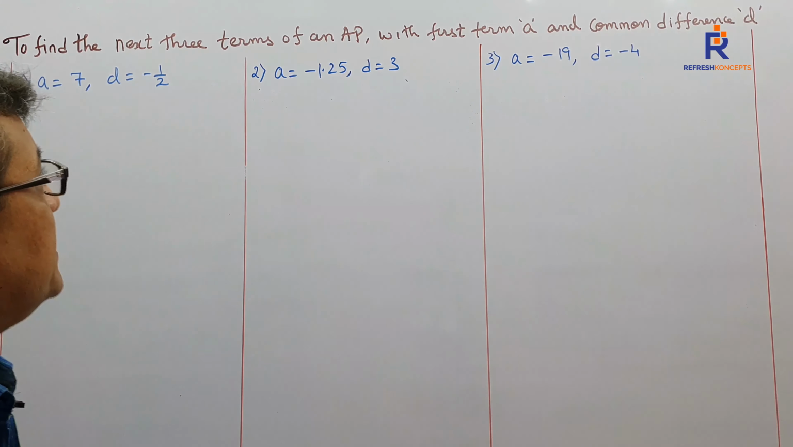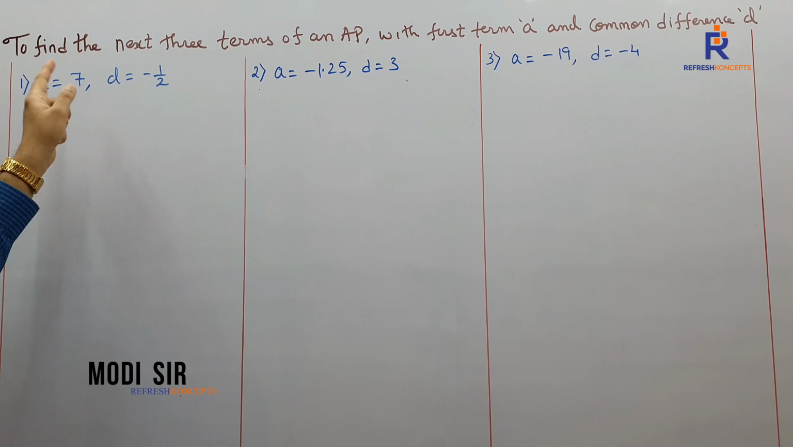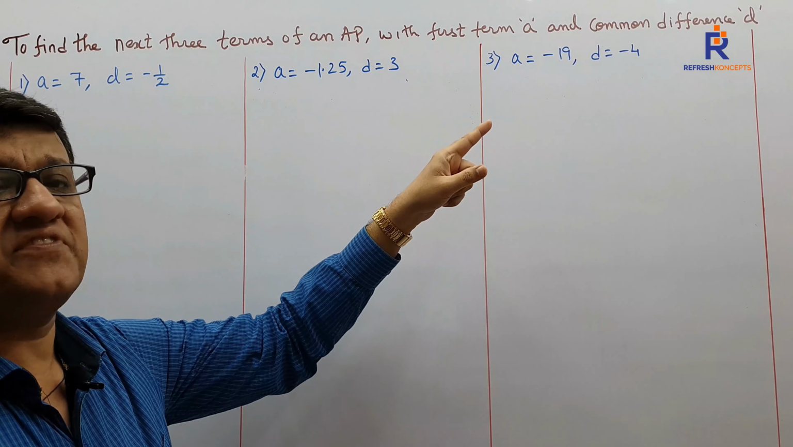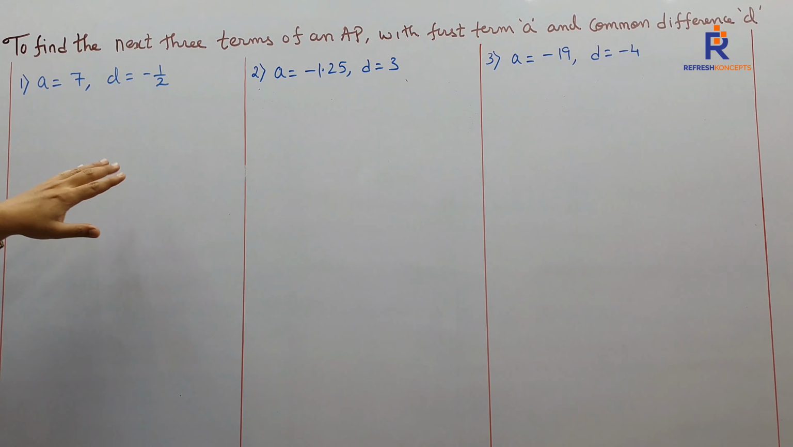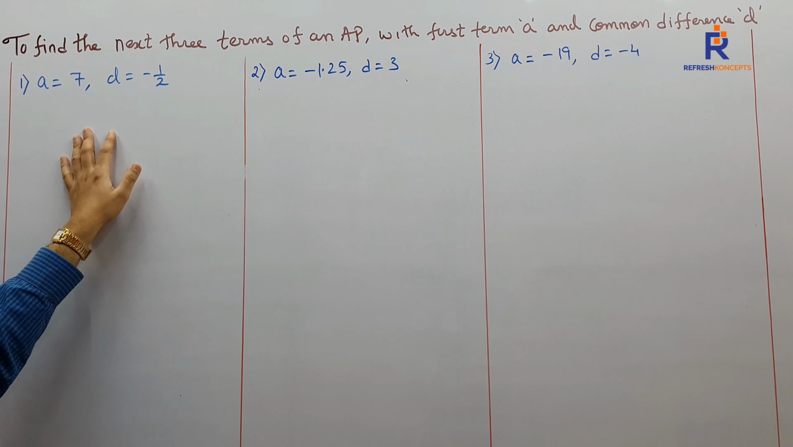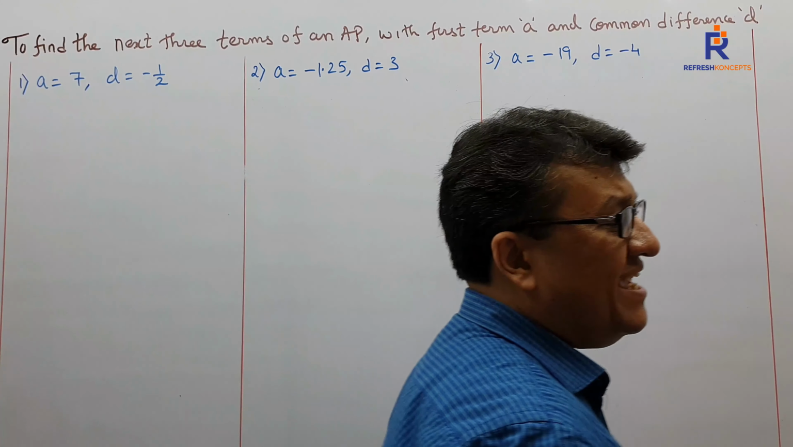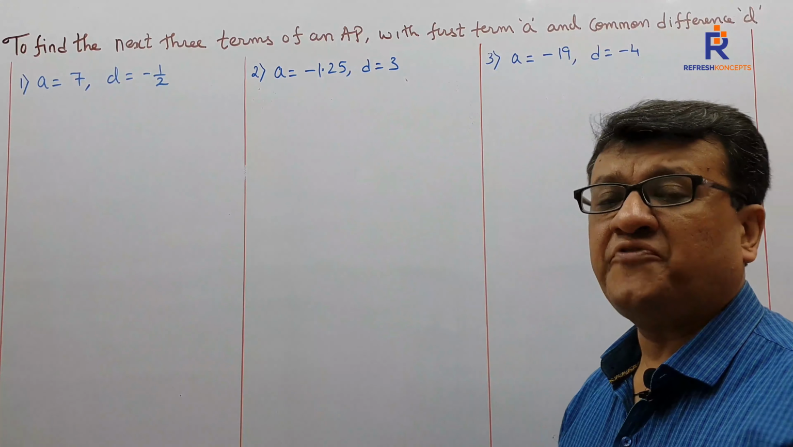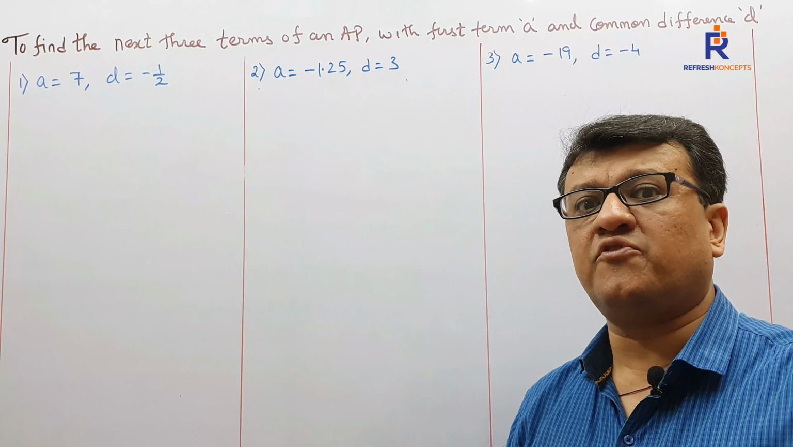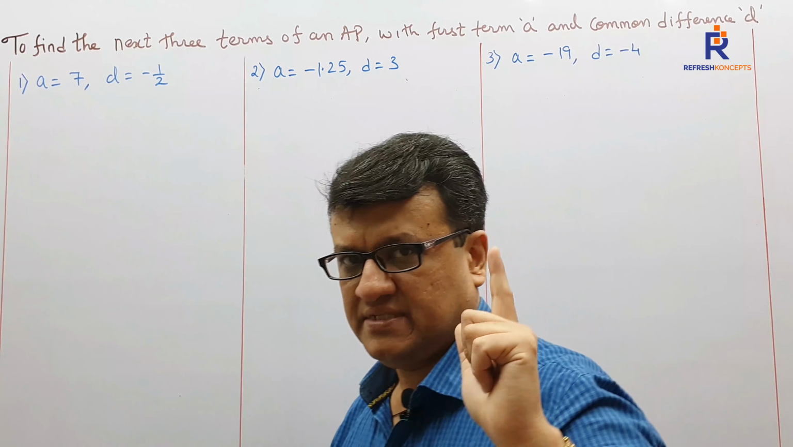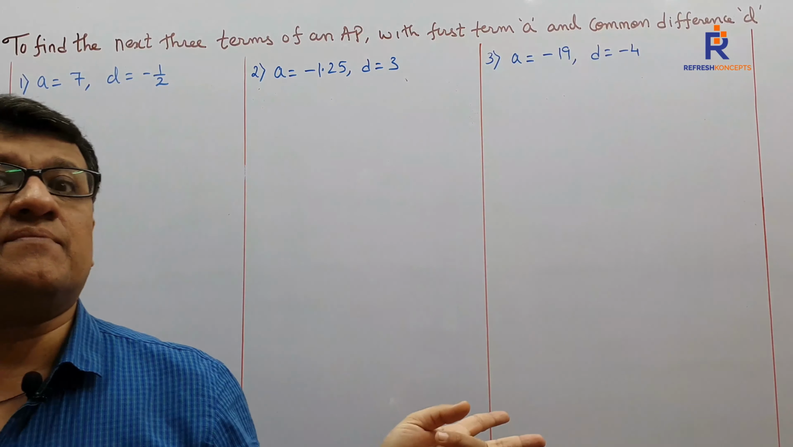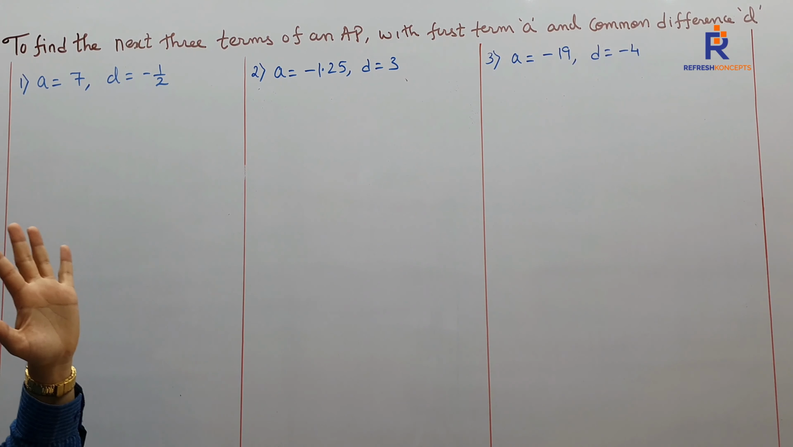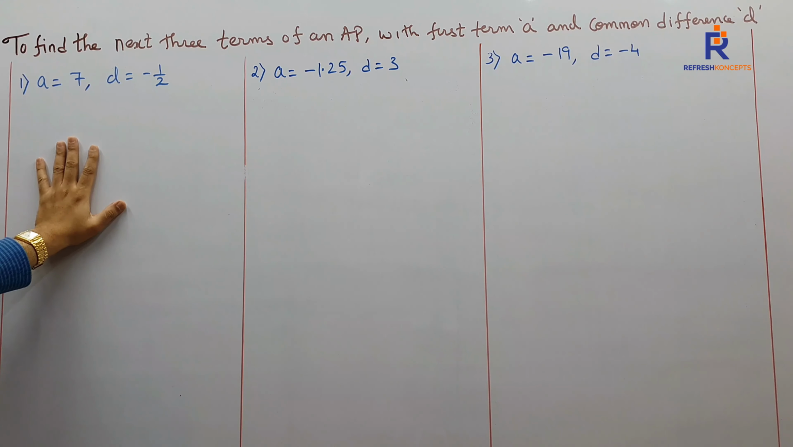Now let's see what the next question is trying to say. Find the next three terms of an AP with first term A and common difference D given to us. In our question, A and D are given. When they say A is given, that means the first term is known to us. Thereafter we need to find the next three terms, which means T2, T3 and T4. Quite simple, children, quite a simple question this is.